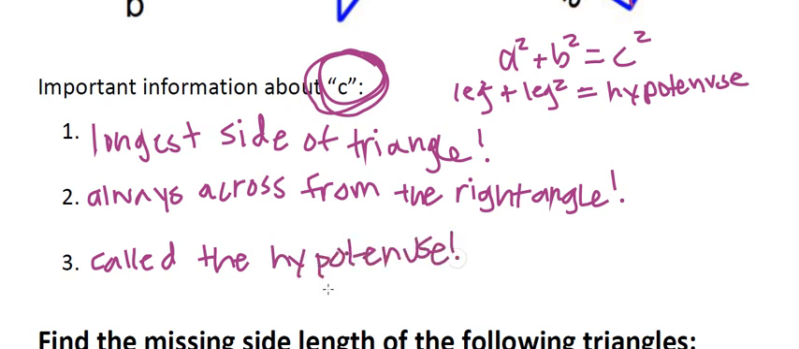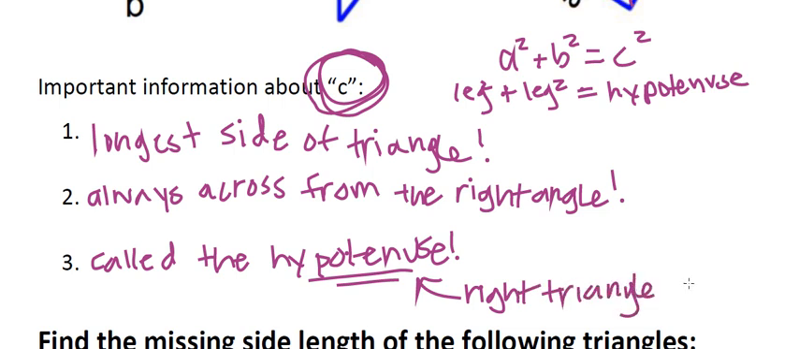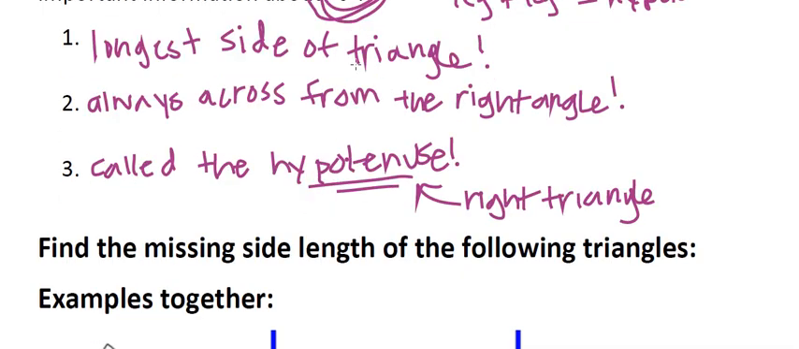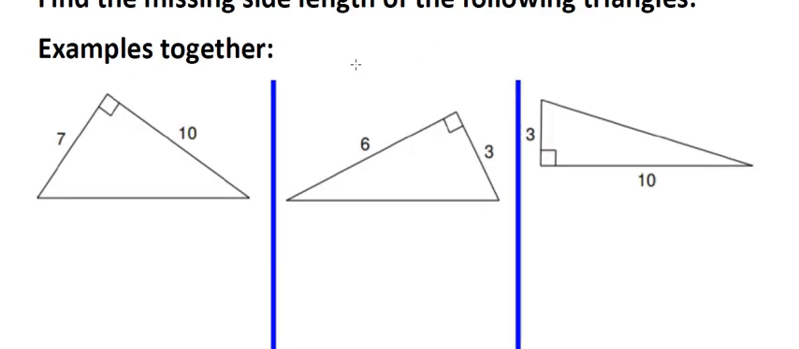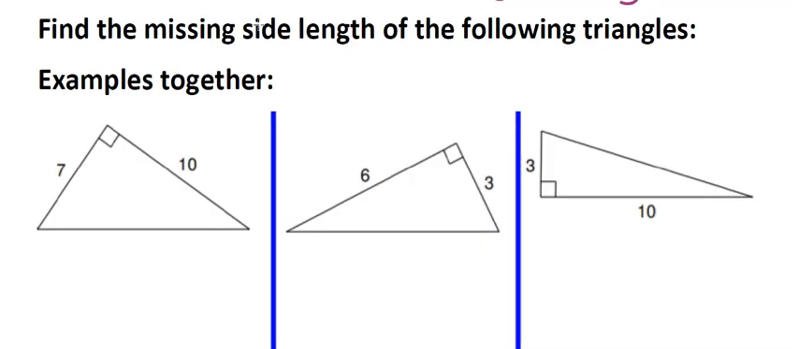Important things to remember is only one kind of triangle has a hypotenuse, and the kind of triangle that has a hypotenuse is a right triangle because the Pythagorean theorem only works with right triangles. All right, so now we're going to see how this works, and it will not take very long, and then we'll be done. So it is asking us to find the missing side length of the following triangle.